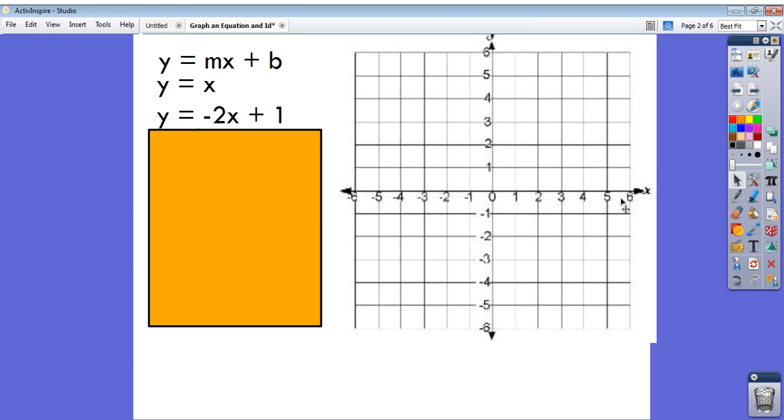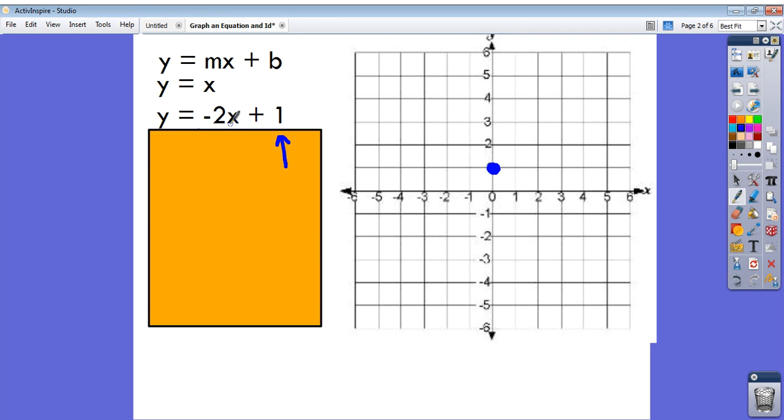In the equation y equals negative 2x plus 1, the first thing I want you to look at is the starting point, or the y-intercept. The y-intercept is a positive 1, so I'm going to go over to my y-axis and find positive 1. Here's a 1, and here's a 1. Take a look, this one is negative, so I want to go up here, drop off my point.